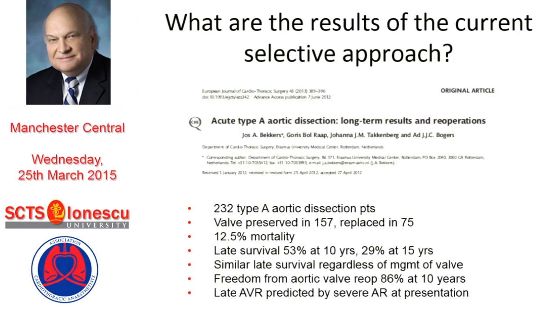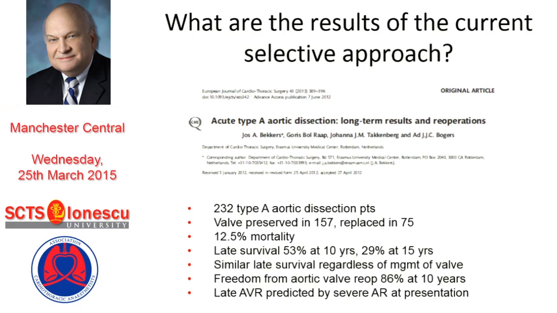How much better do we really need to make things? Now, there are many papers in our literature that address this, but I chose one because it was a good volume of patients. It had been reported recently, and there was very good follow-up out to 15 years. And this was Becker's series from the Netherlands, which appeared 2 years ago in the European Journal. 232 type A aortic dissection patients operated on.